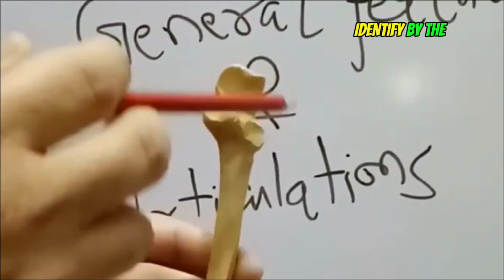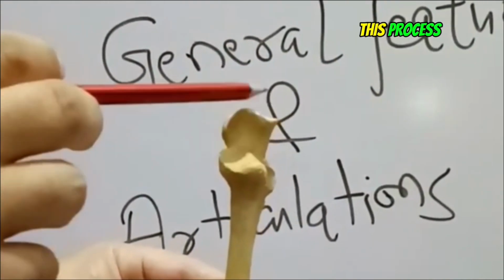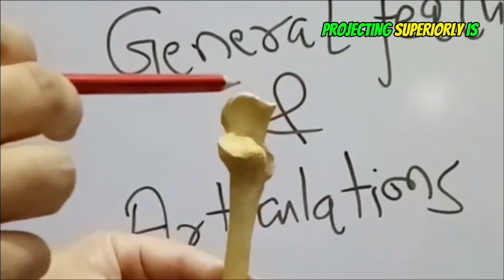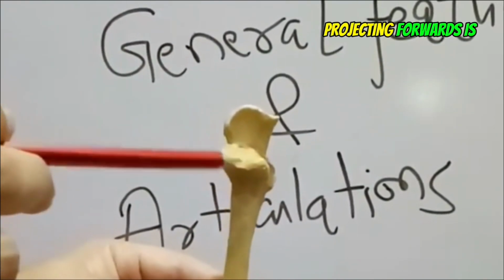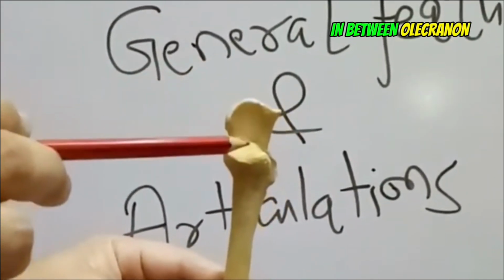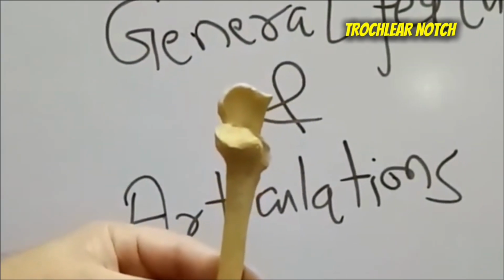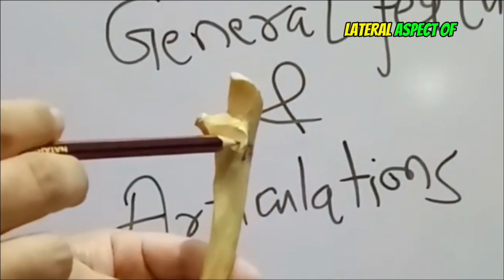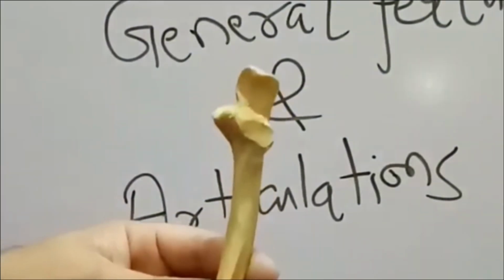The upper end is hook-like. We can easily identify it by the presence of two processes. This process projecting superiorly is the olecranon process, and this projection projecting forwards is the coronoid process. In between the olecranon and coronoid process there is a notch, which is known as the trochlear notch, and on the lateral aspect of the coronoid process there is another notch known as the radial notch.